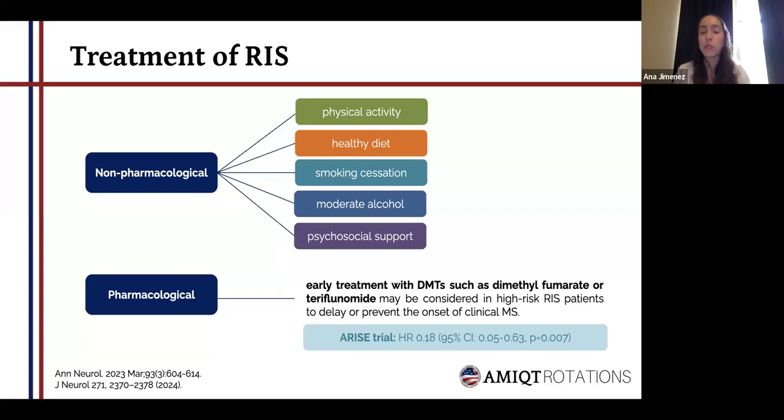However, these treatments are associated with a lot of adverse effects. For example, teriflunomide has a black box warning for hepatotoxicity and acute liver failure, and dimethyl fumarate is associated with opportunistic infections and gastrointestinal upset. So you must balance whether your patient is considered high risk of progressing into clinically definite MS, to determine if it is worth giving this type of medication.